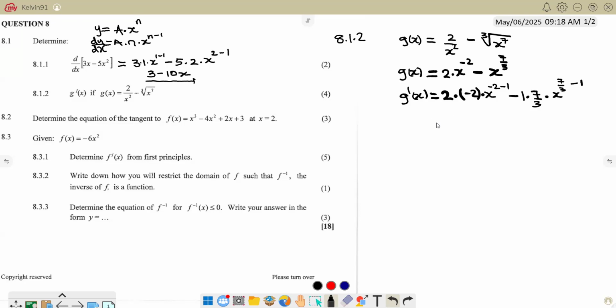So from there, it means our g prime is going to be this times this. We get a -4x. Our power is now -3. Now here we have minus this times this. It's 7 over 3 x to the power this minus this. We are going to get a 4 over 3 as our power.